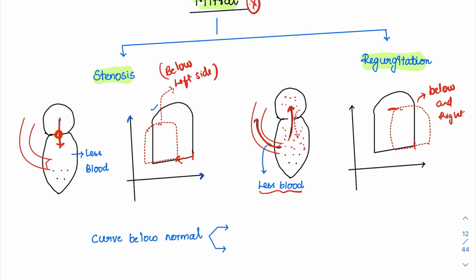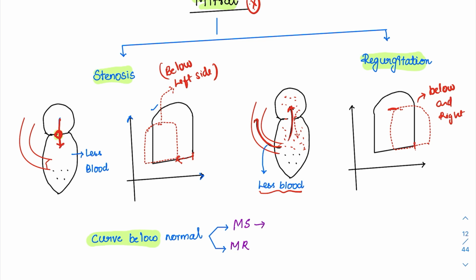So whenever the curve is below, if they give you a pressure volume loop curve and the curve is below, we always have to think of mitral. So whenever the curve goes below the normal, we have only two options. One, it could be a mitral stenosis. Two, it could be a mitral regurgitation.